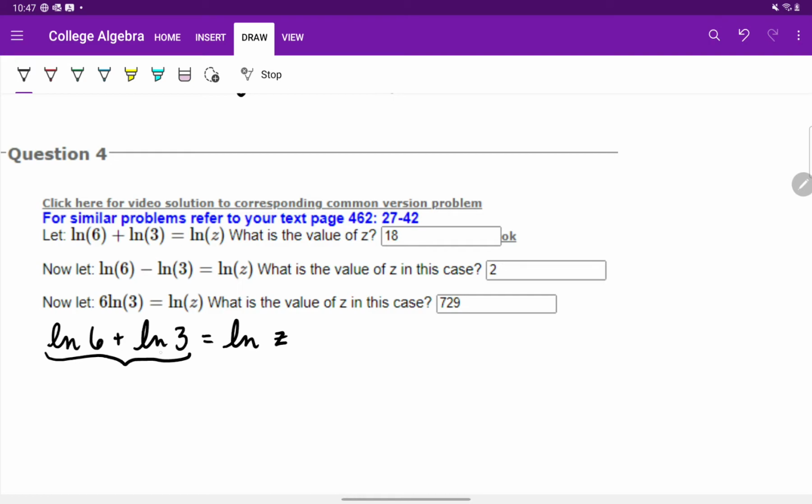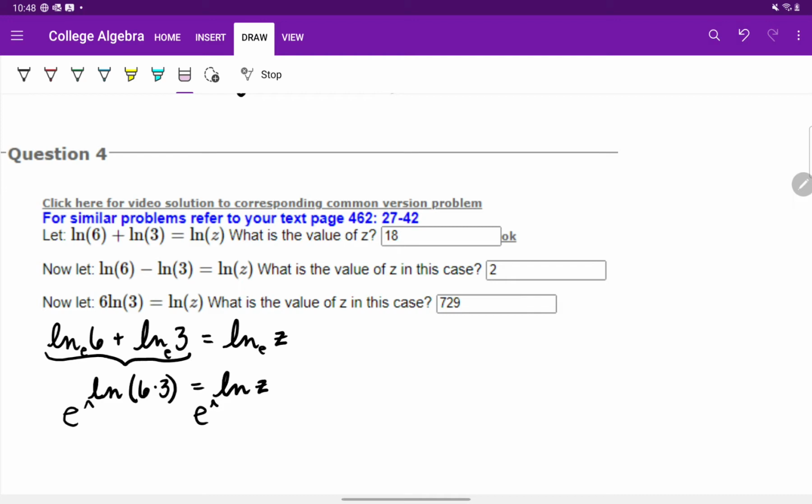So since these both have the same base, remember natural log just has a base of e. These all have base e. We're allowed to combine these 2 logs together using our multiplication rule. So this becomes the natural log of 6 times 3 equals the natural log of z. And now that we just have a single log on the left and a single log on the right, we can eliminate these logs by doing their inverse. The inverse of a log would be to turn the log into an exponential. And since these are base e, the way we eliminate them is we take e to the power on both sides.